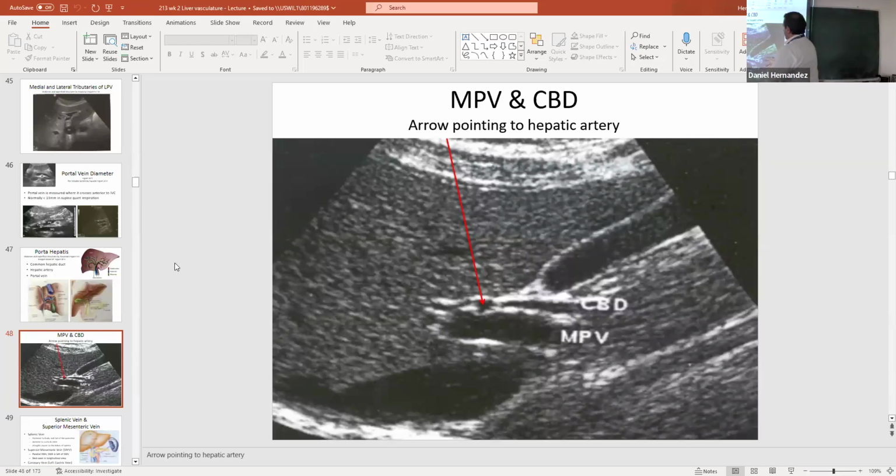This is the ultrasound image now showing our hepatic artery, our common bile duct, and the main portal vein. Again, your three amigos, all hanging out. That common bile duct and the hepatic artery should be anterior to the main portal vein. Again, we'll put color flow on to try and distinguish common bile duct from hepatic artery.